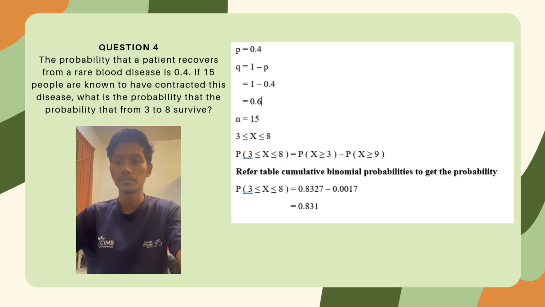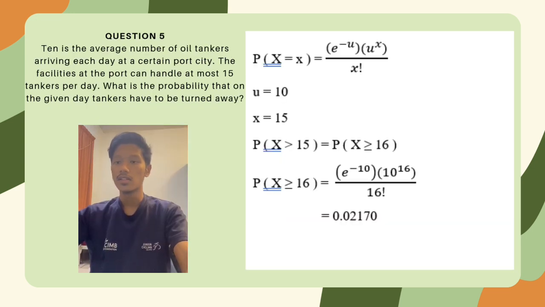Question 5. 10 is the average number of oil tankers arriving each day at a certain port city. The facilities at the port can handle at most 15 tankers per day. What is the probability that on a given day tankers have to be turned away? From this question, we know that the average is 10 and the x is 15. But for the tankers to be turned away, the x needs to be 16.